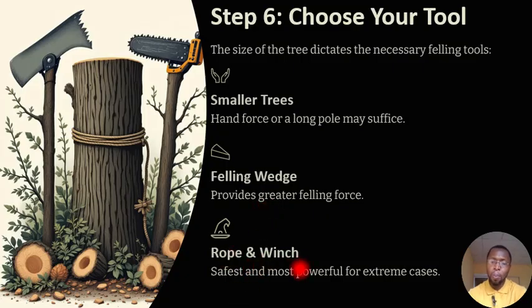Then you can use rope and winch. This is the safest. As you can see here, the rope helps in controlling the falling of the tree. And it also helps in an extreme case, when the wood is very massive, then you need to use the rope to pull and control the felling of the tree. All right, so these are the 6 steps involved in felling a tree.